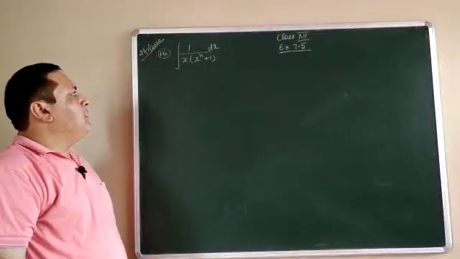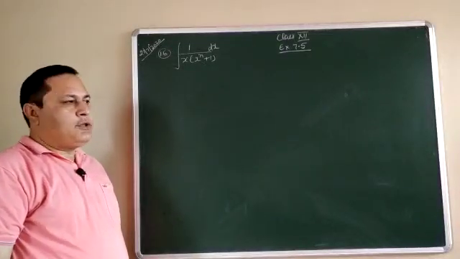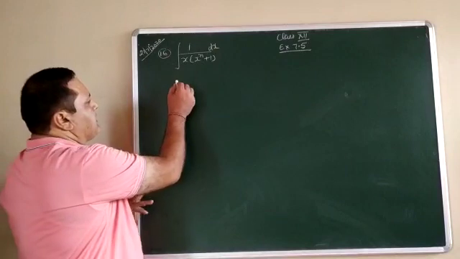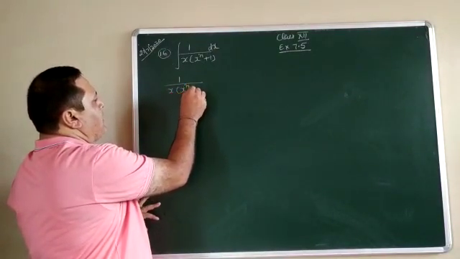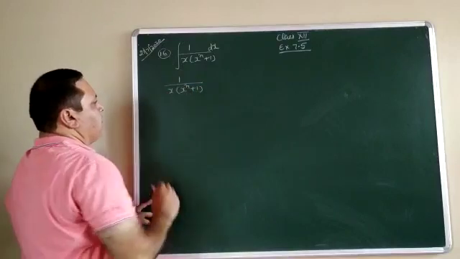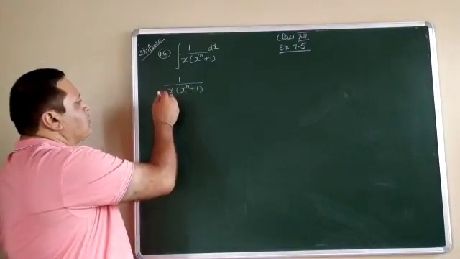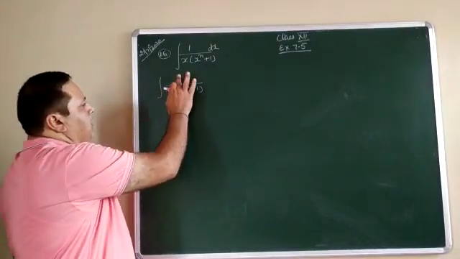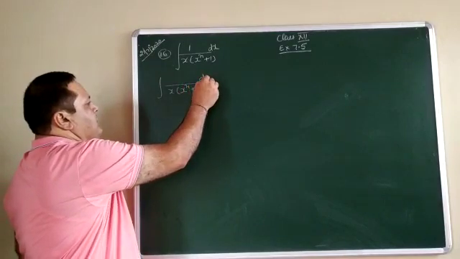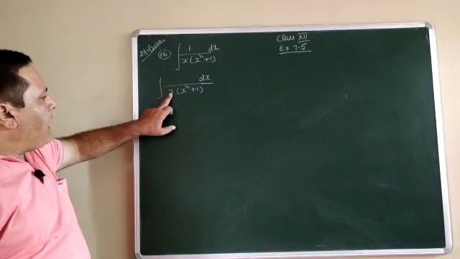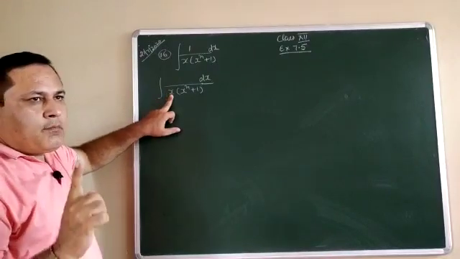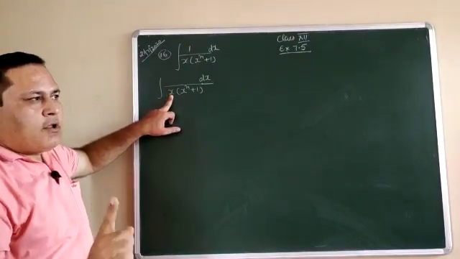Now let us discuss one more question. See this one. The statement is 1 upon x to power n plus 1, and we need its integration. Whenever you find the integration of this type of statement, it is quite important. See this one, x is there, and it always contains power 1. It is not more than 1.